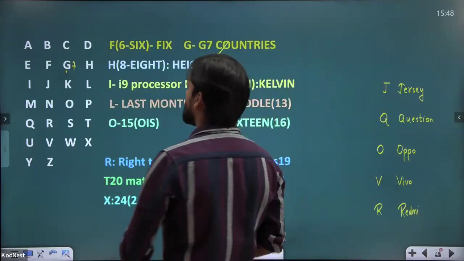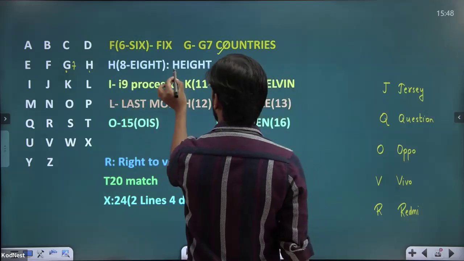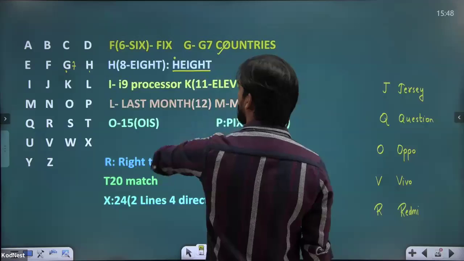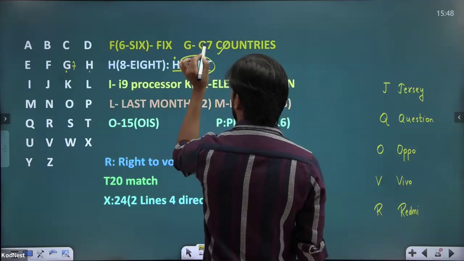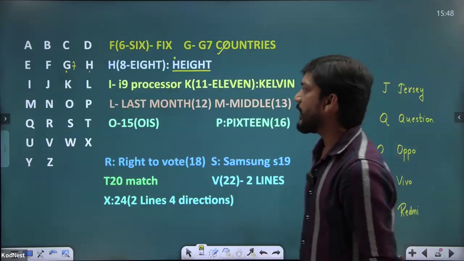All right. H. So using H, we have to remember a word which is height. This word height contains H and also the position of H. So that's why you have to memorize this word. Next one, I.